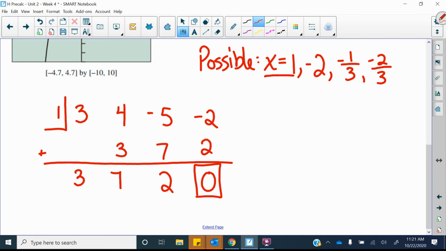What I want to show you is that since positive 1 is a 0, I know x minus 1 is actually a factor. This is something the problem didn't ask you to calculate, but I want to show you where we're heading with this. We end up with the 2 being the constant, the 7 being the x, and the 3 being the squared term.